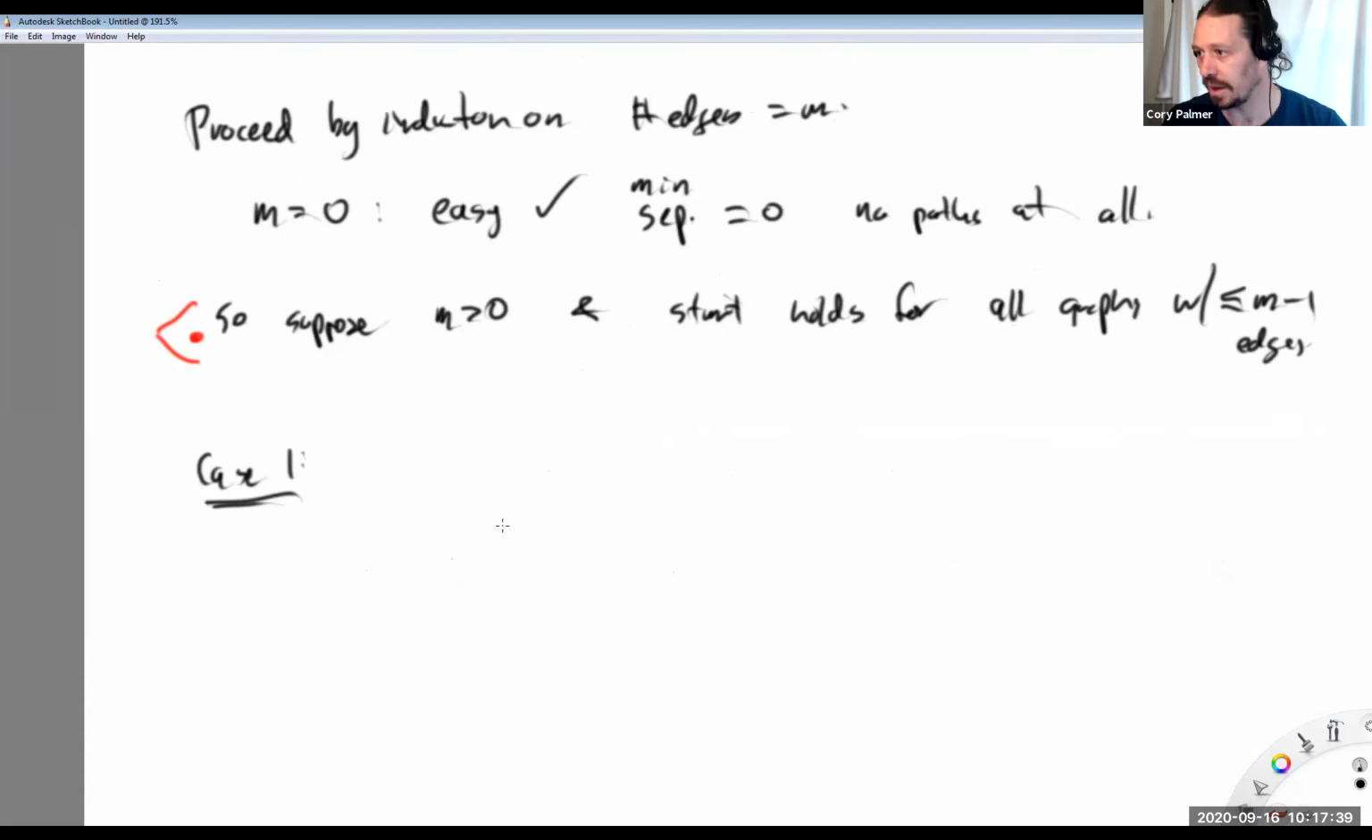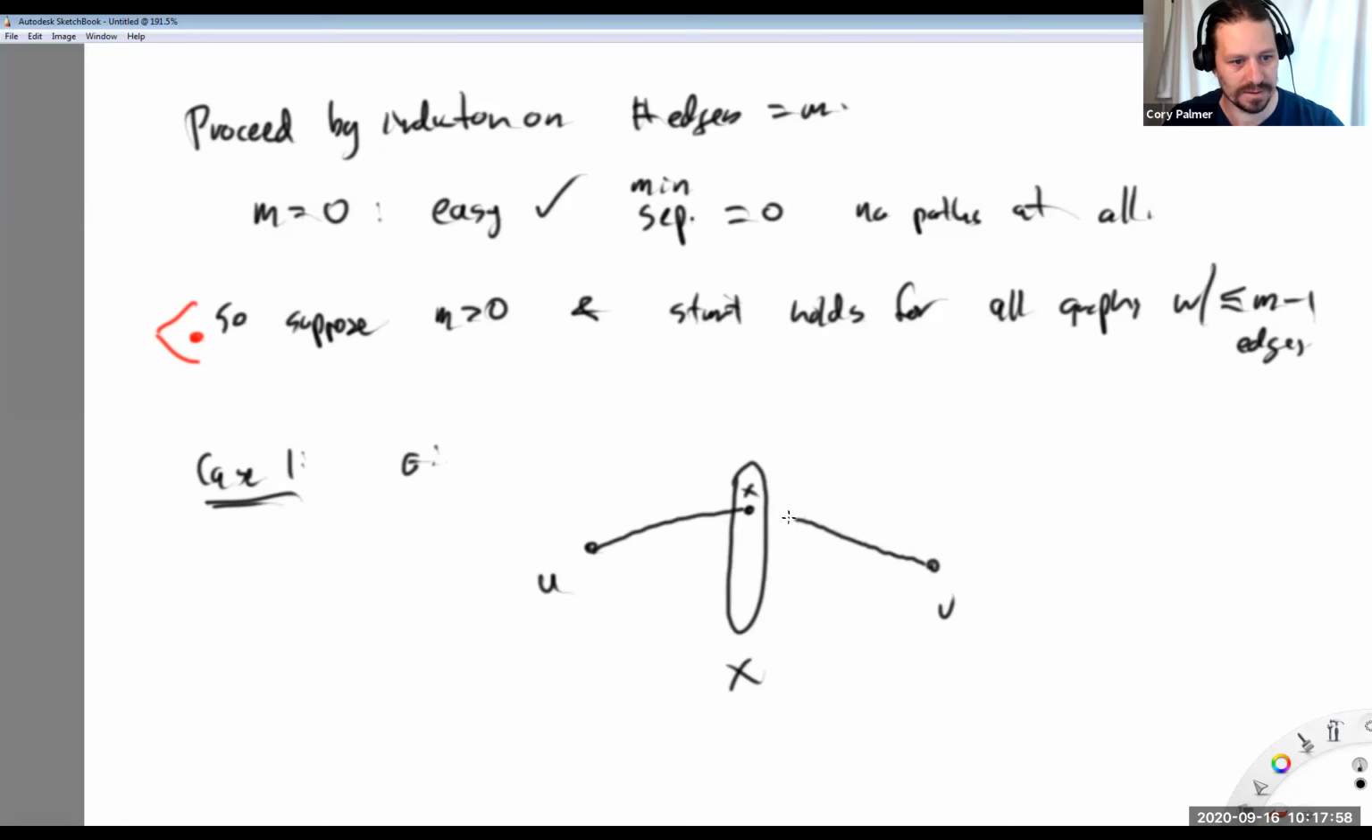So let me draw a picture in each case and then just describe in words here. So this is G. We've got U here. We've got V here. And there exists a minimum separator. Okay, I'll say that in a moment. That looks like this. So X is the minimum separator, and there's a vertex X in it. And we get really lucky, and there's an edge UX and an edge UV. Maybe there's a separator like that.